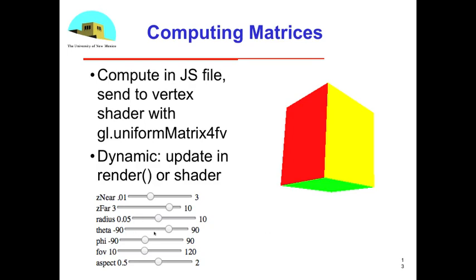I can rotate the cube by theta and phi in two directions. And radius here is a measure of where I'm putting the camera, a certain radius out from the center of the object, and where the near and far planes are. Okay, so let's look at that for a minute. Let me see if I can shift over to it.